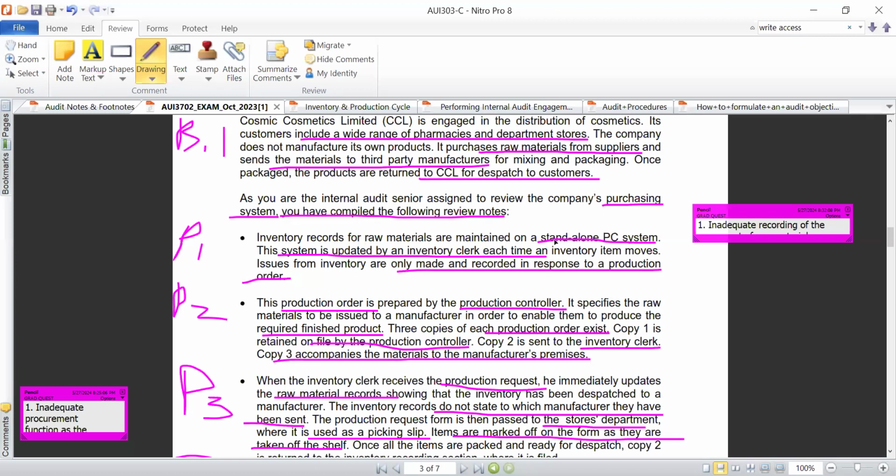Are maintained on a shared standalone PC system. This system is updated by an inventory clerk each time an inventory item moves. So they update the inventory items, isn't it? Right. Issues from inventory are only made and recorded in response to a production order.